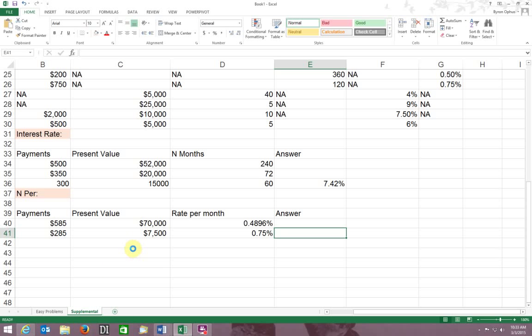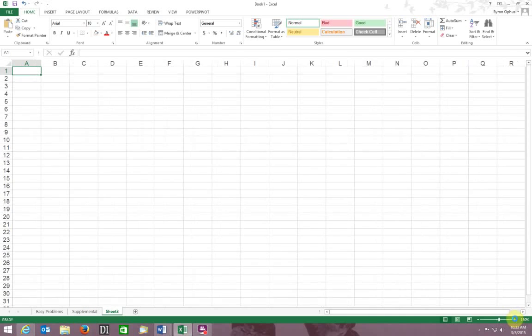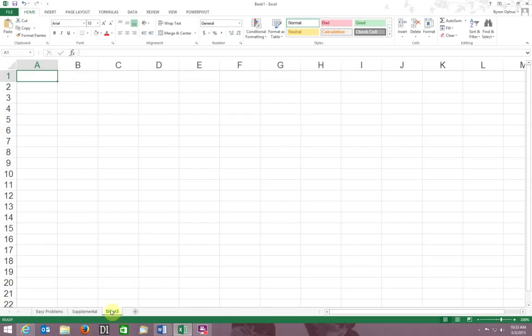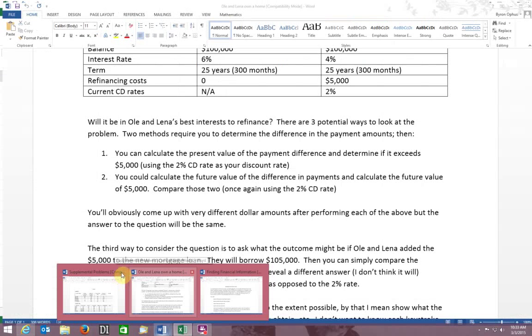Okay, then I got Ole and Lena. Let's take a look at Ole and Lena. Okay, and I'm going to change my name down here. I'm just going to do it short, and so I'm not sexist, I'm going to just make it Lena. There we go. Okay, and then we'll see if I can get Ole and Lena to show up here.